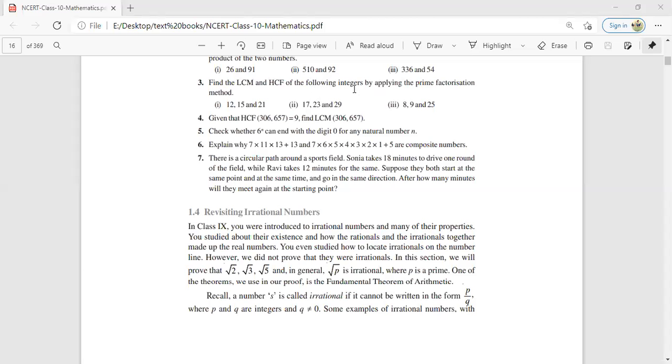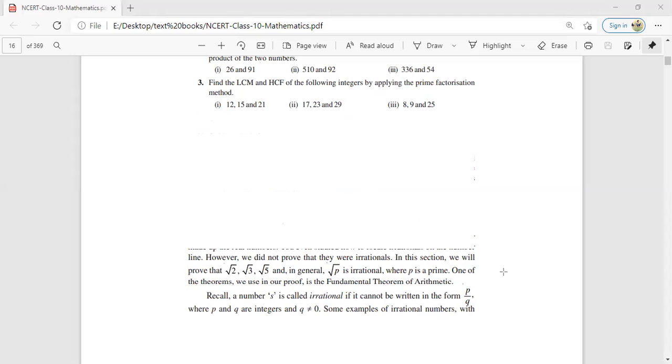Okay, so we are starting today real numbers part 5. As we have discussed some formulas, now we will do the question on the formula HCF into LCM is equal to product of the numbers. That question number 2 we did already. Now we will do question number 3.